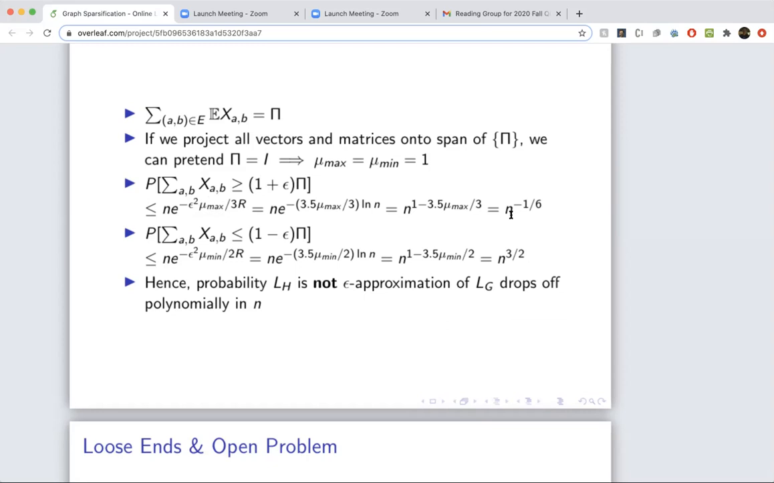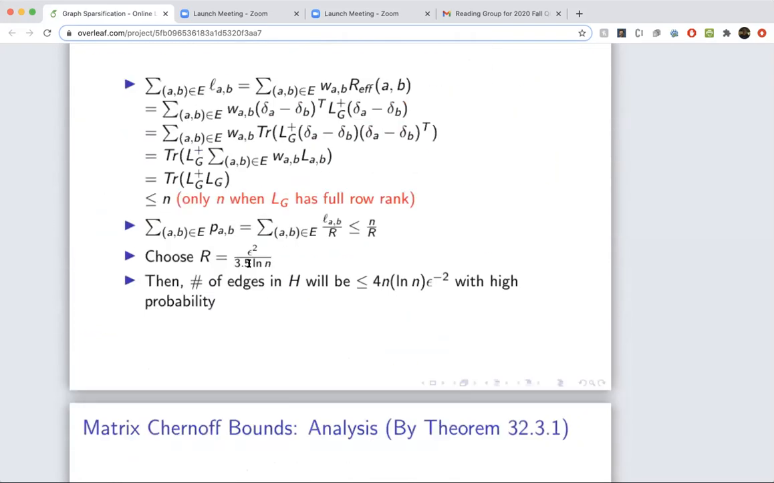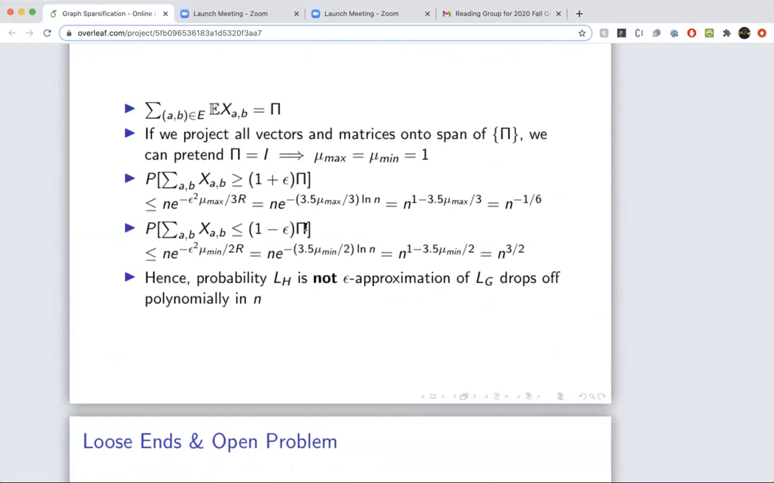And so that kind of means that as the input graph grows, the probability that the Laplacian of H is not an epsilon approximation of the Laplacian of G drops off polynomially in N. And we can do a similar bound here. Let's go up here again. This quantity, which is the result of summing up all of those X_{A,B}s, is going to be less than or equal to (1 minus epsilon) times pi. That's going to be upper bounded by N to the power of 3 over 2.